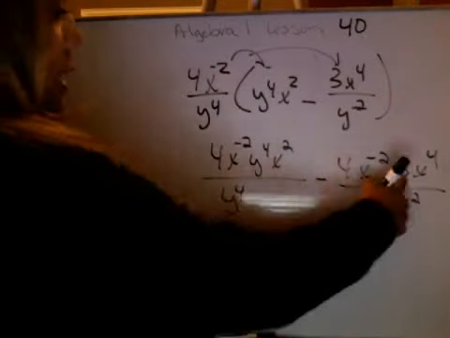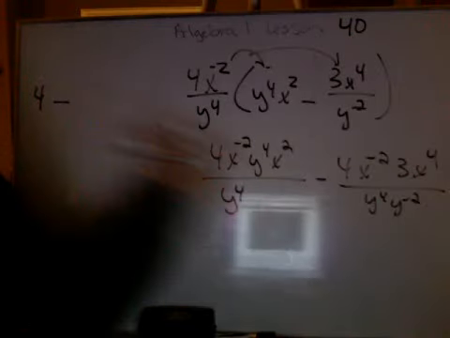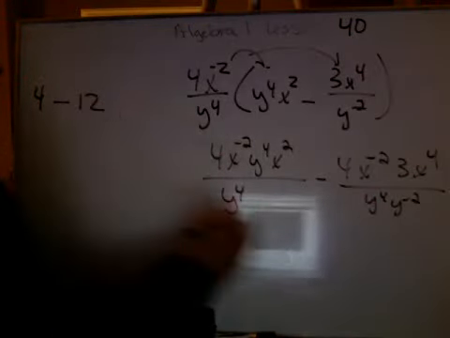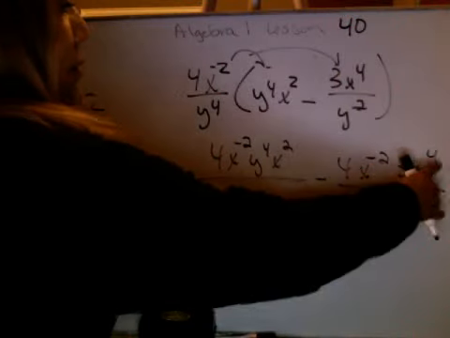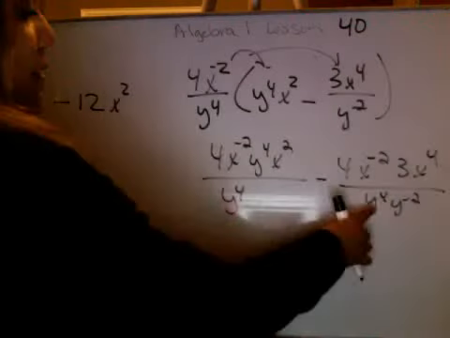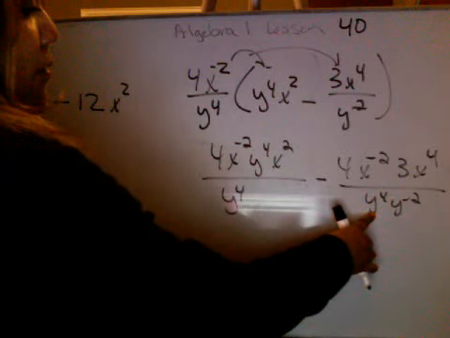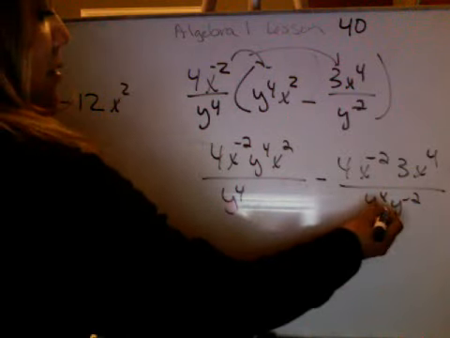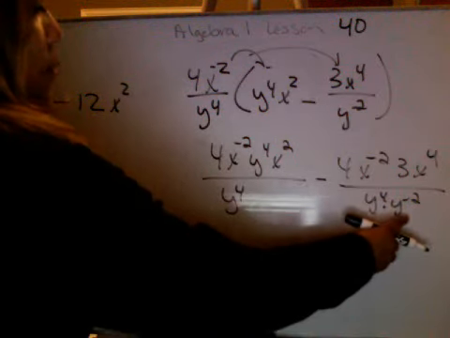Then I've got 4 times 3. I can't forget that, and I can't forget my negative. So that's 12. Negative 2 plus 4 is x squared. 4 plus negative 2, because this is still multiplication, even though it's in the denominator, so it's y squared.